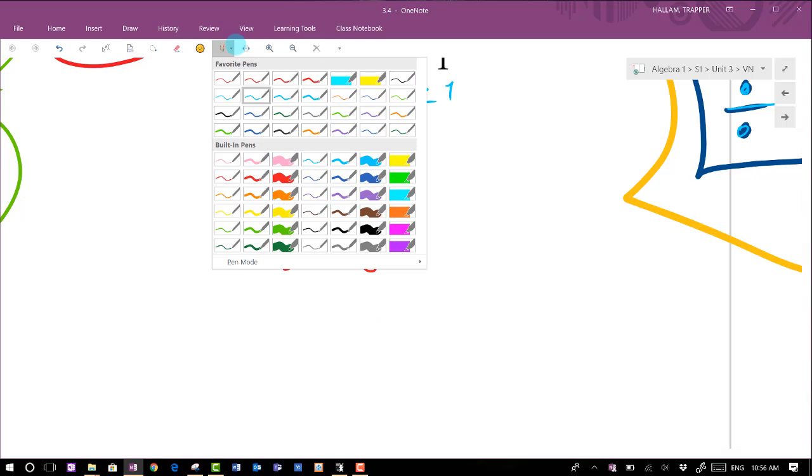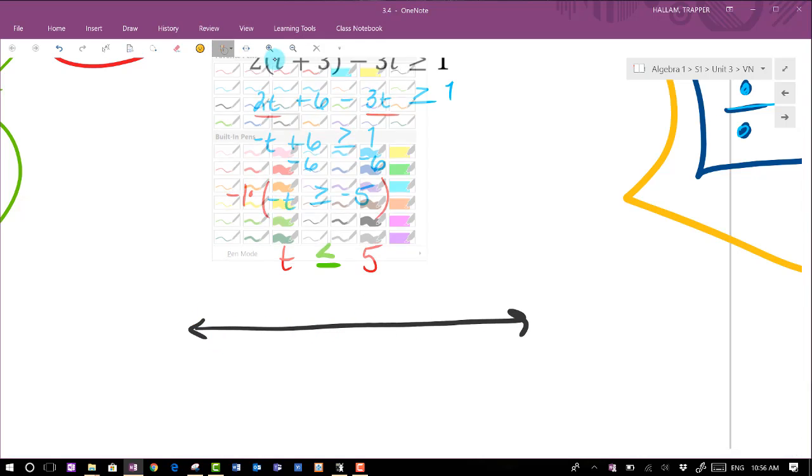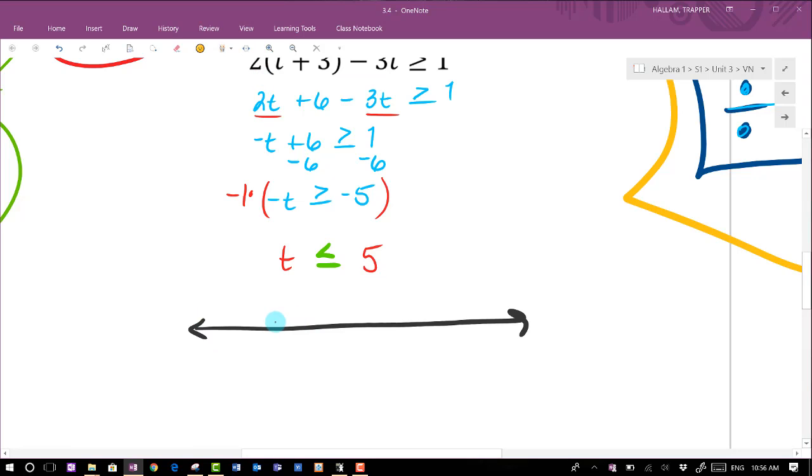So let's go ahead and graph this then. I'm going to grab a nice dark line. Let's grab a color and label this up. I've got 5, so I'll put my 0 right about here. We'll do 1, 2, 3, 4, 5. We'll sneak a 6 on there and maybe even a negative 1 for reference.